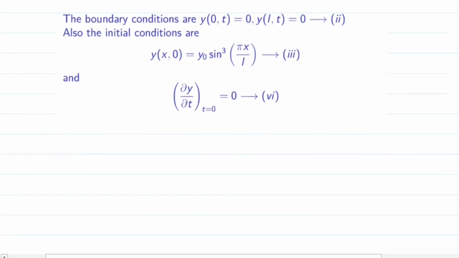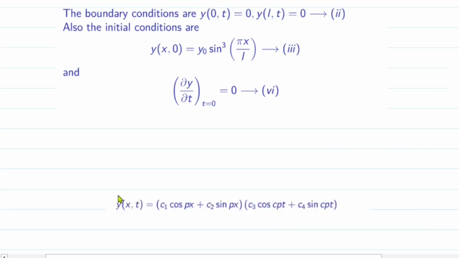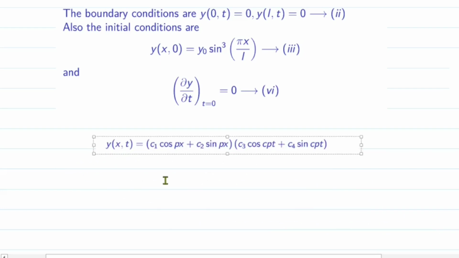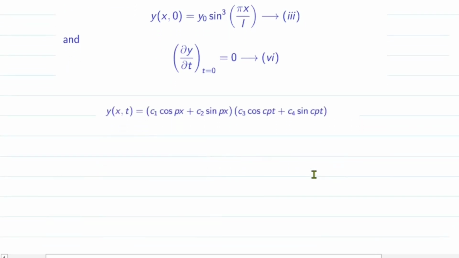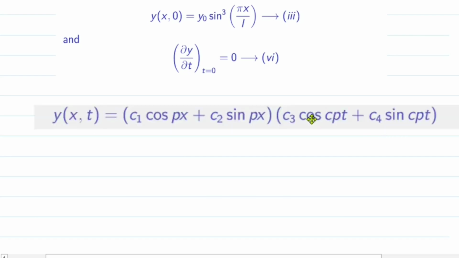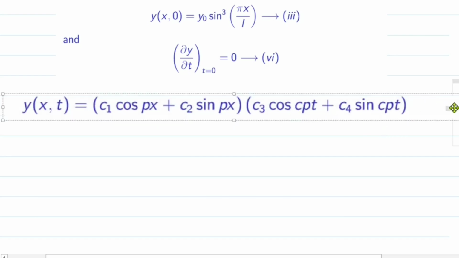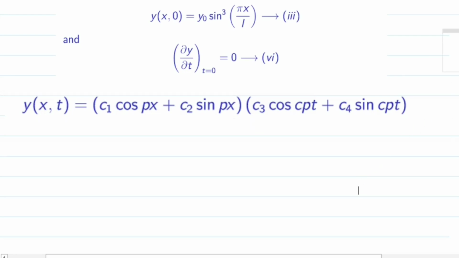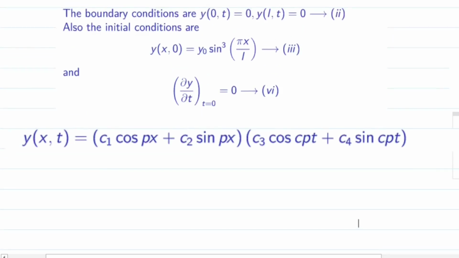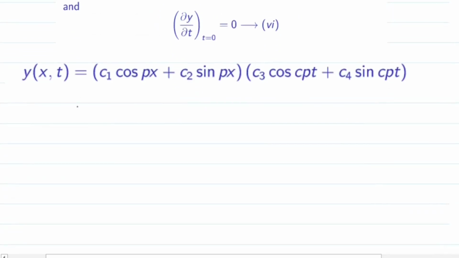Now we have the general equation for the one-dimensional wave: y of x,t is equal to c1 cos px plus c2 sin px into c3 cos cpt plus c4 sin cpt. This is the one-dimensional wave equation, so we can start from here. First of all we substitute the boundary conditions, that is y of 0,t equal to 0.